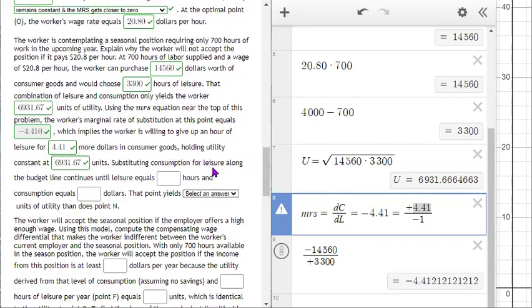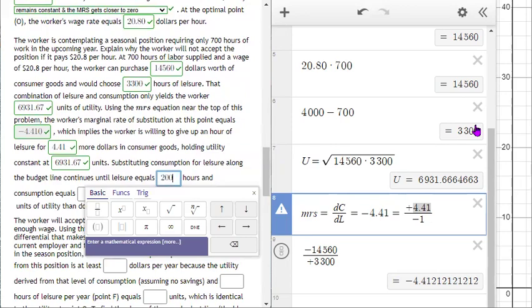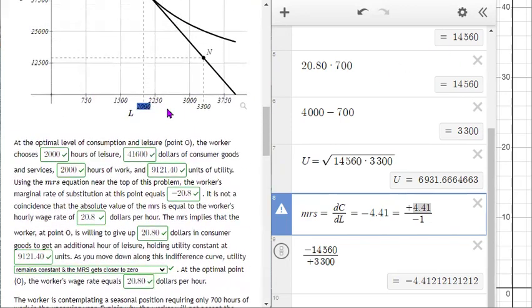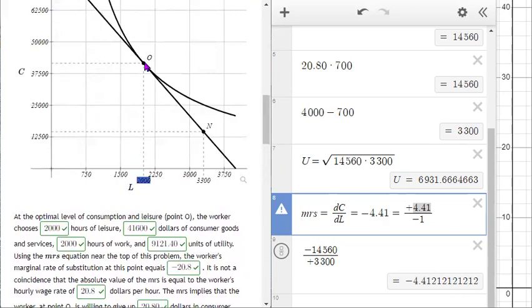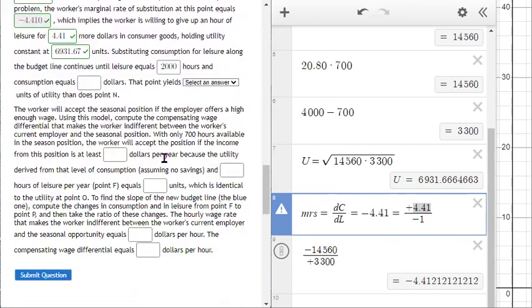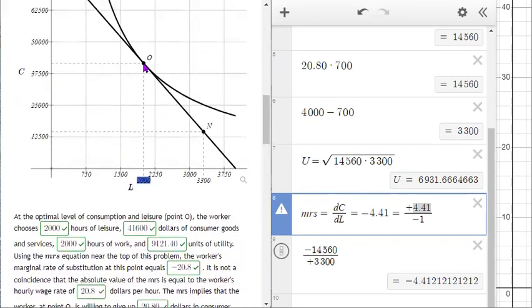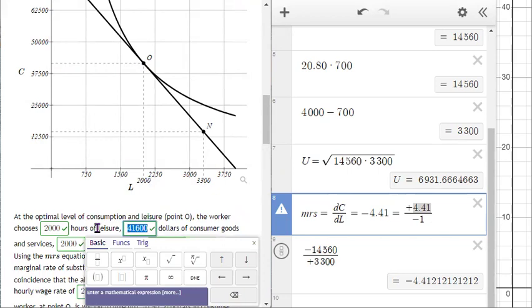So substituting consumption for leisure along the budget line continues until leisure equals what? Well, that was 2,000 hours. In my model, utility is maximized at 2,000 hours of leisure. And consumption equals what? It was between 37,500 and 50,000. I have it at 41,600.